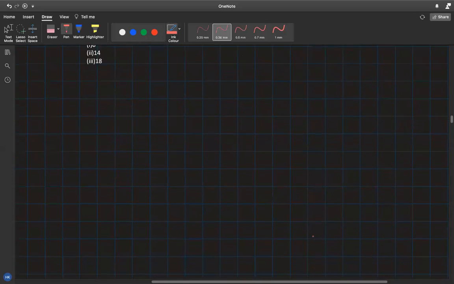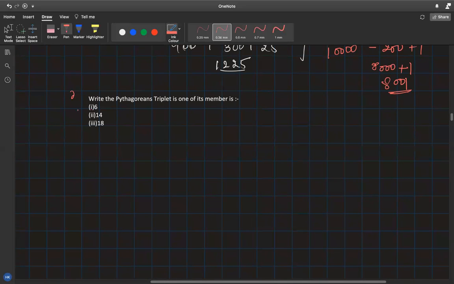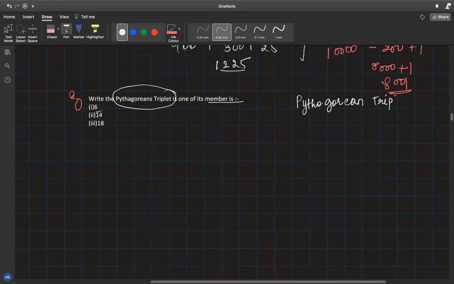Check your answers. Now, moving forward with the last but not the least question of the day, which is: write the Pythagorean triplet if one of its members is given. Okay, do you know what a Pythagorean triplet is? Pythagorean triplet stands for when you have a triangle. I'm telling you the derivation of this Pythagorean triplet.